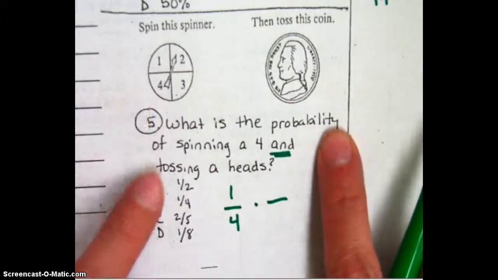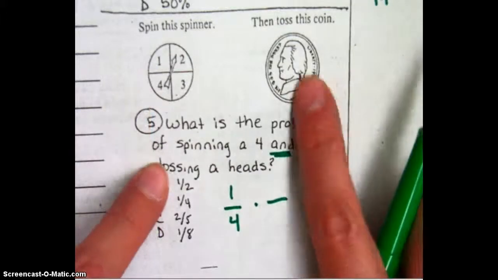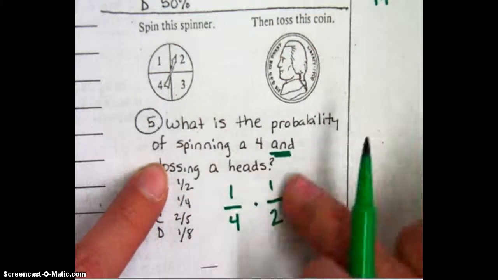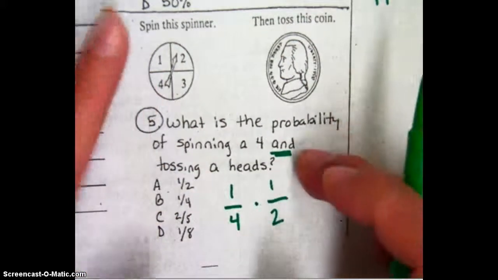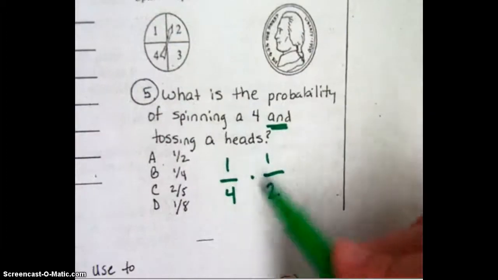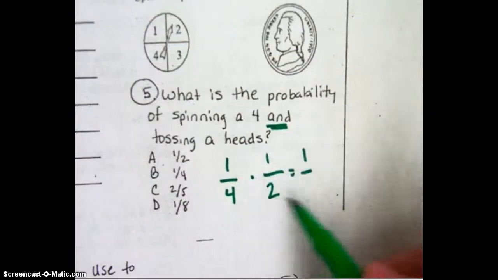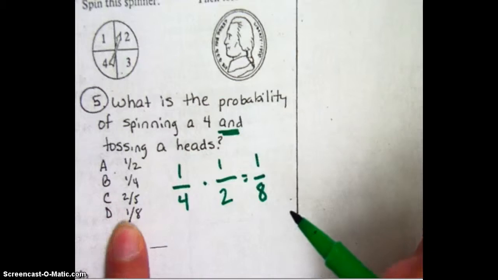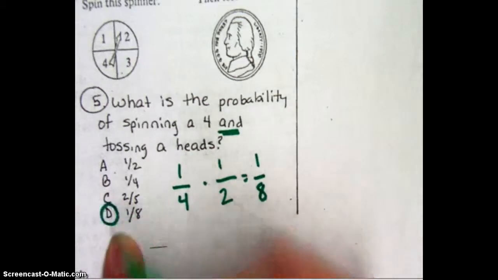Then what's the probability of tossing a heads? There's 1 heads out of 2 sides. This is an independent event because nothing changes. When you spin the spinner, it doesn't change your coin, so this is independent. So 1 times 1 is 1. 4 times 2 is 8, so you have a 1 out of 8 chance, and this right here is already a fraction. So the correct answer is D.